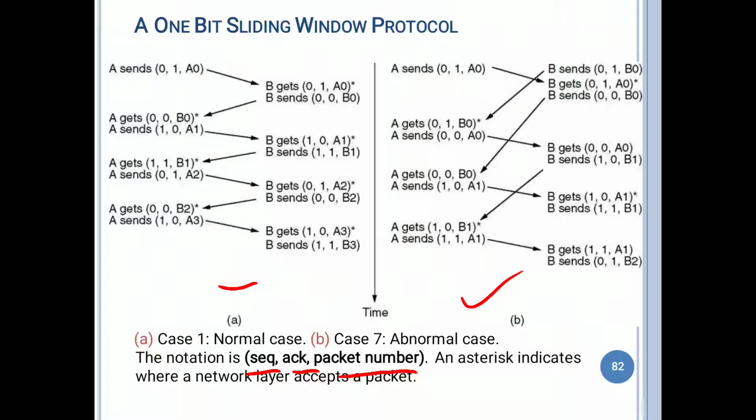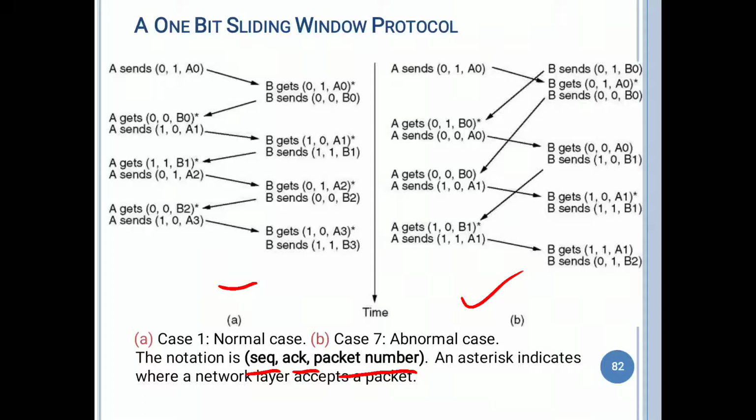So now A sends 0 1 A0 to B. So B gets 0 1 A0 star. Star represents that the data is correctly received, without any error, at the receiver side. Now after seeing this, 0 is the sequence number, 1 is the acknowledgement, and B0 is the next frame. So now B sends 0 0 B0.